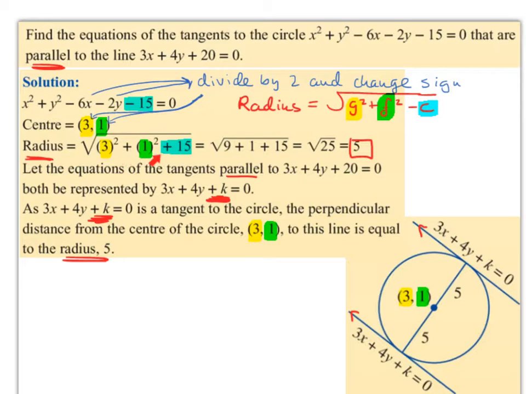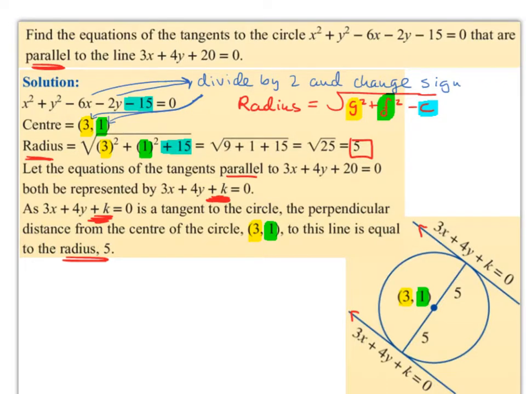Let the equations of the tangents parallel to 3x plus 4y plus 20 equals 0 both be represented by 3x plus 4y plus k equals 0. So the 3x and the 4y don't change because the lines are parallel. All that changes is the plus 20 becomes plus k. As 3x plus 4y plus k equals 0 is a tangent to the circle, the perpendicular distance from the centre of the circle (3, 1) to this line is equal to the radius of 5.